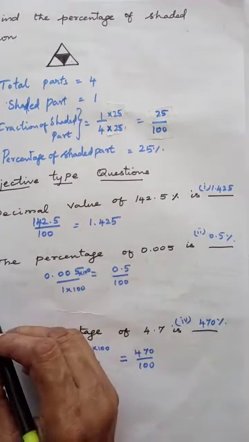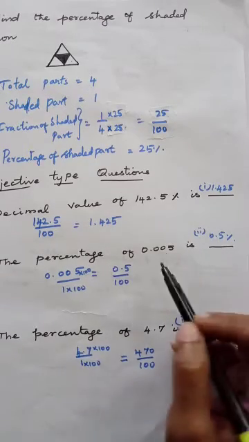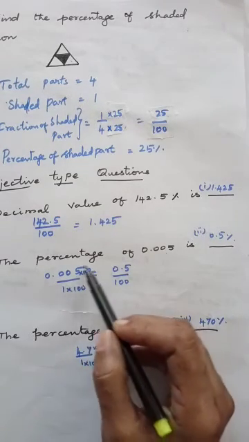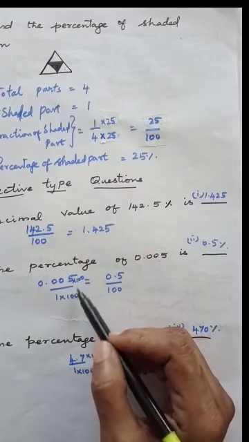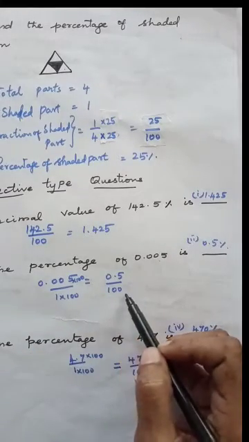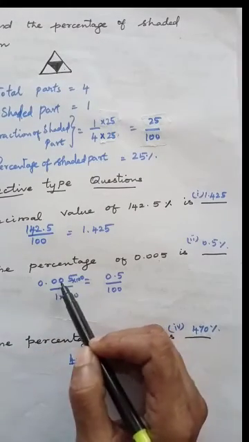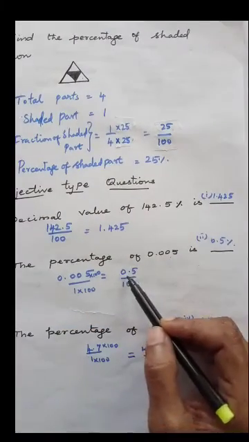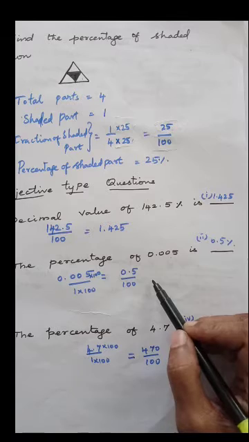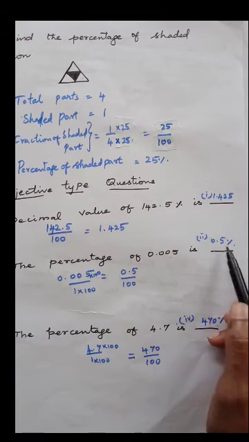10th problem. The percentage of 0.005 is dash. That is 0.005 by 1. You have to change this to fraction first. So you are multiplying both by 100. So 0.5 by 100. After 3 digits you have to keep point. Now the percentage of 0.5 by 100 is 0.5 percentage. That is, second one is the answer.